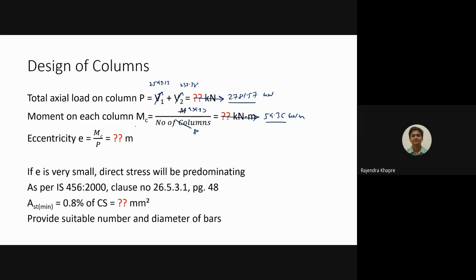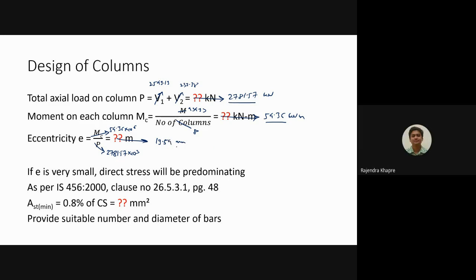So if we calculate the eccentricity of the load, so this will be something like moment is 54.36 into 10 raised to power 6. Okay, and the p value is nothing but 2781.57 into 10 raised to power 3. So this you will get eccentricity value in millimeters. How much is this? 19.54 mm.